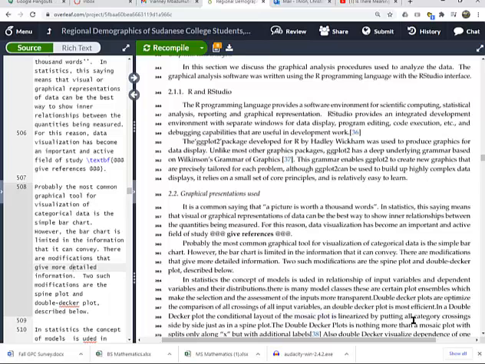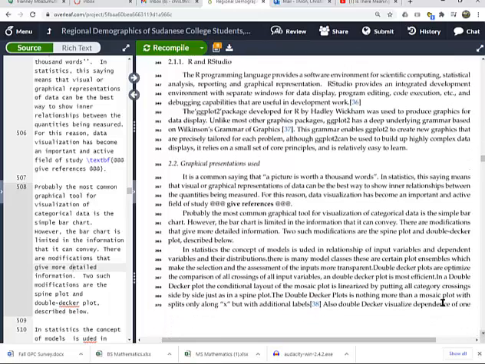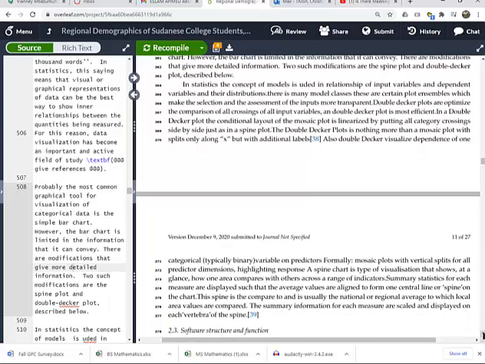Okay, it is linearized by putting all category crossings side by side, just as in a spine plot. You can't talk about spine plot because you have not explained what that means. Okay, the double-decker plot is nothing more than a mosaic plot with splits only along X, but with additional labels. All right, so you haven't explained what X is. So there are many things here that are not explained. Also, double-decker visualizes dependence of one categorical, typically binary, variable on predictors. Okay, formally, mosaic plots with vertical splits for all predictor dimensions, highlighting response.